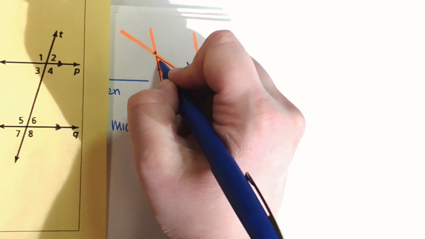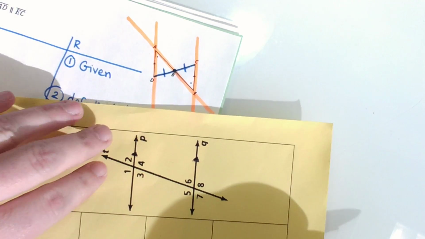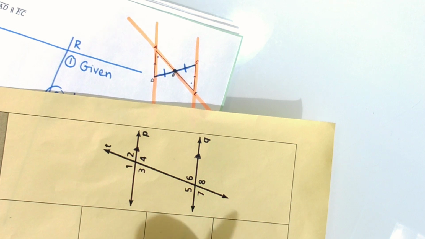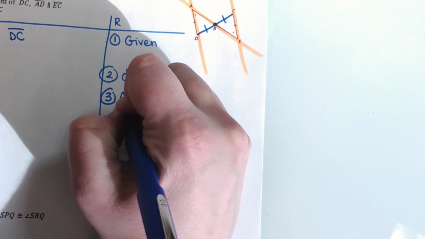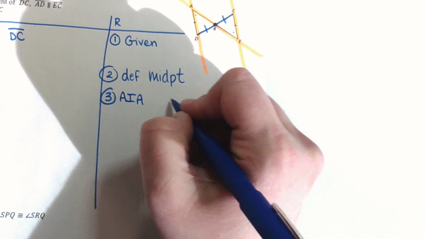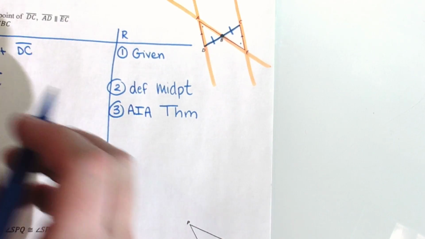So I'm looking at this angle and this angle, which if I match up my parallels, it's kind of in the spot of 3 and 6. What kind of angle pairing are they? Alternate interior angles. AIA, don't forget the other part, theorem. By the AIA theorem, they are congruent.